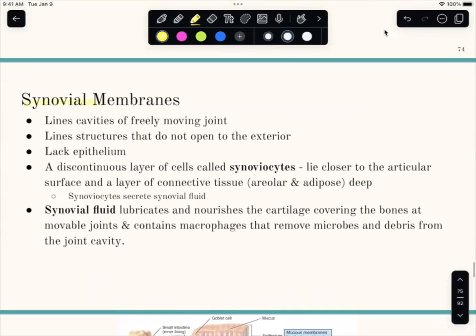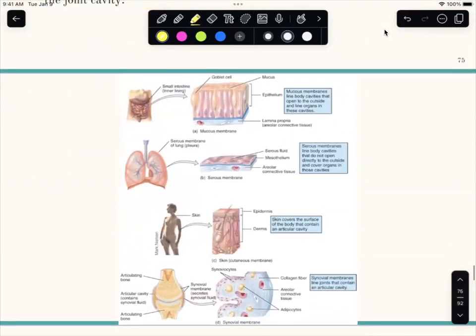Another membrane, synovial membranes. We'll talk about this more when we get to joints, but synovial membranes wrap around all of your joints that you can move. Any joint that you can move around has a synovial membrane around it. It has cells that are known as synoviocytes that make synovial fluid. This fluid helps your joints move smoothly. So these are just some of those different examples.